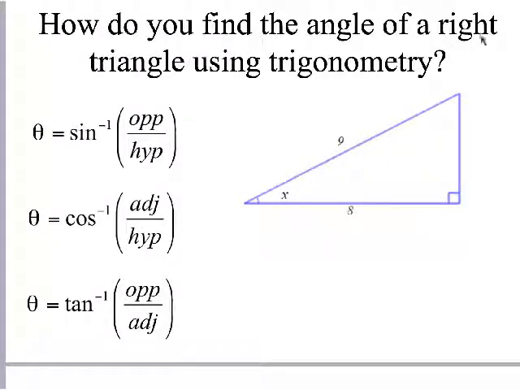How do you find the angle of a right triangle using trigonometry? If I'm given two sides of a right triangle, you can find the angle. Do you see these little -1 signs? They're called arc sine, arc cosine, arc tangent. It means it's the inverse or undoer of sine, cosine, and tangent.